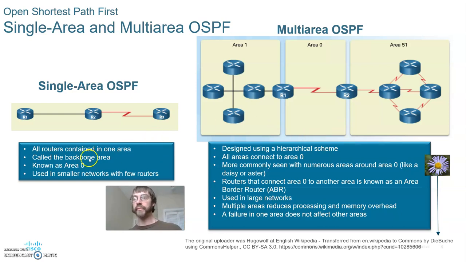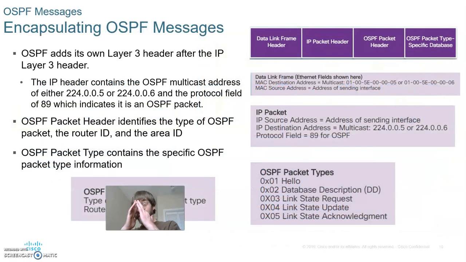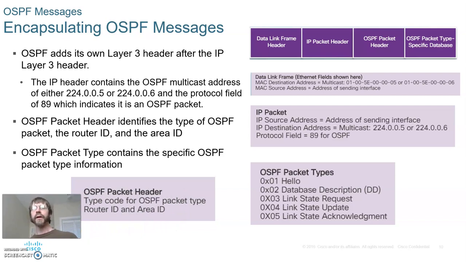So now let's talk about OSPF messages. From the perspective of encapsulation, you can sort of think of OSPF as an upper layer protocol because it tags on a header after the layer 4 header. The IP header will contain a multicast address. Now this is one of those things that you should tattoo on your brain. We talked a little bit about multicast addressing when we talked about EIGRP. If you see 224.0.0.5 or 224.0.0.6, that's OSPF.